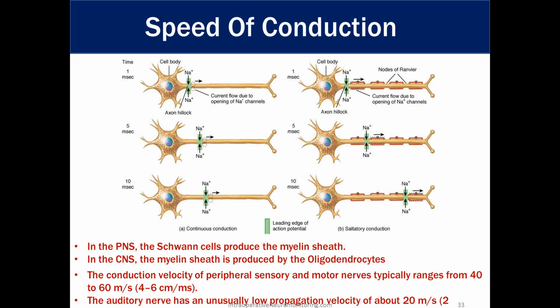The conduction velocity of peripheral sensory and motor nerves typically ranges from 40 to 60. You saw another one that quoted 40 to 70. Or 4 to 6 centimeters per millisecond. The auditory nerve has an unusually low propagation velocity of about 20 meters per second or 2 centimeters per millisecond.